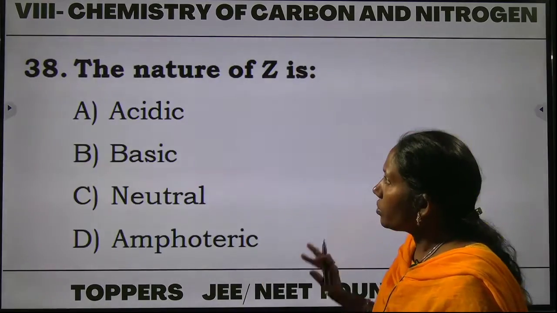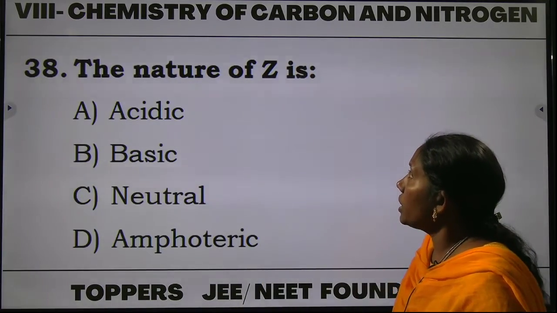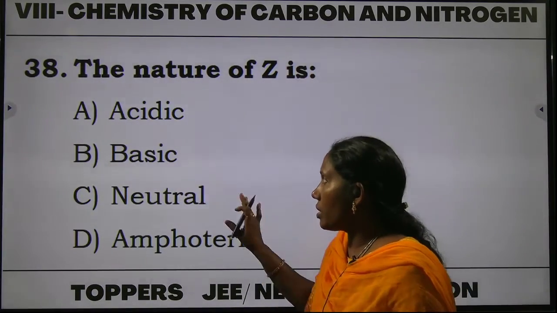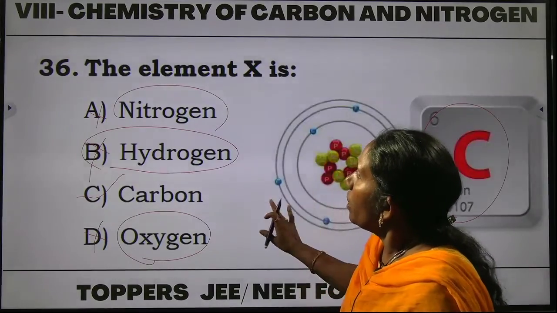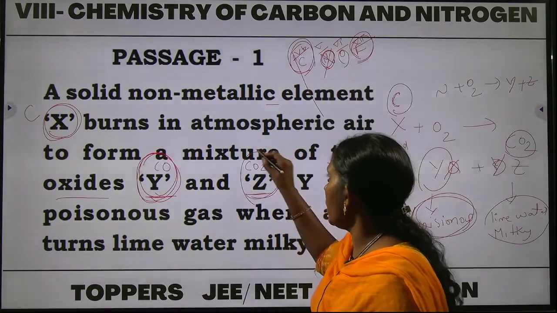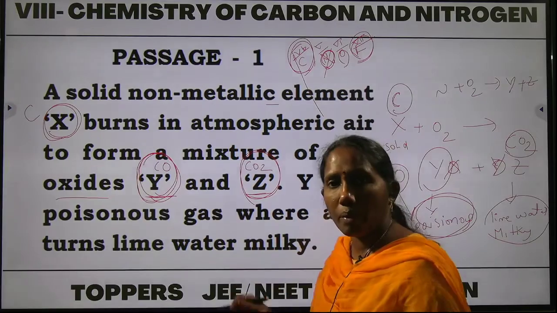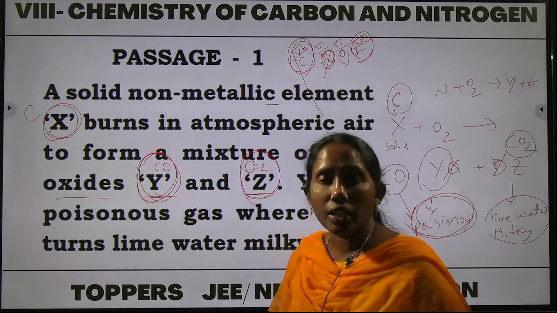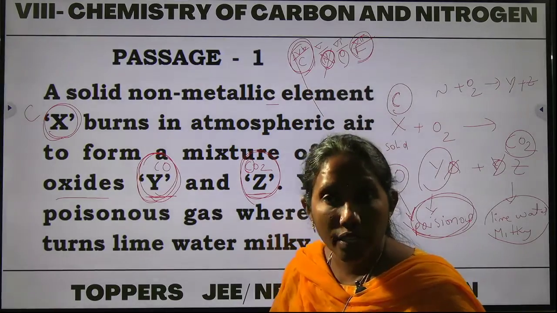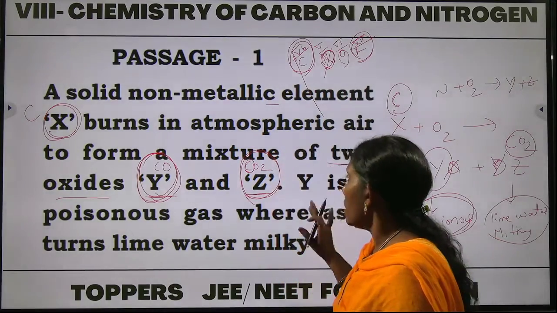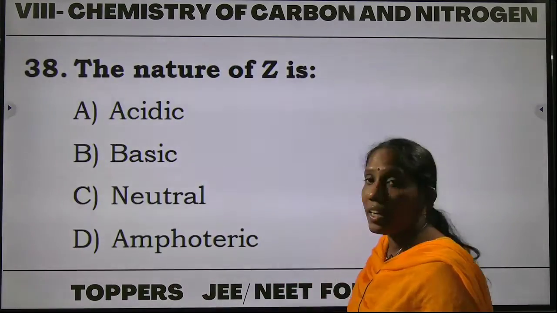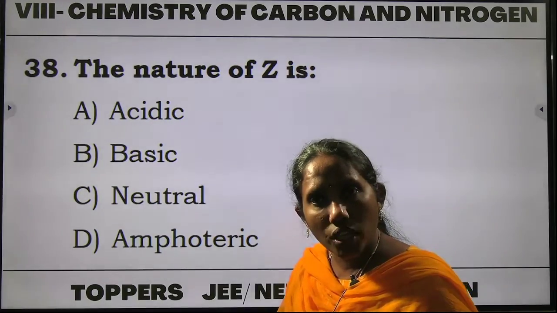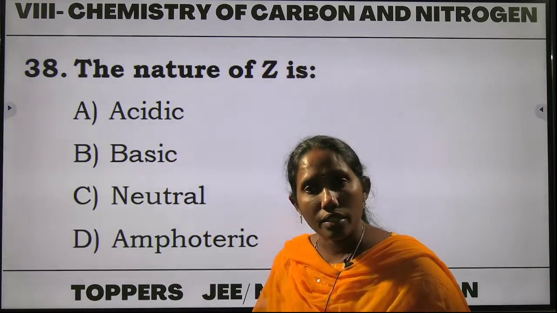Coming to the next one. The nature of Z is, see here, what is Z? It is clear Z is carbon dioxide. Carbon is a non-metal. Generally, are non-metallic oxides acidic or basic? Metallic oxides are basic in nature. Non-metallic oxides are acidic in nature.